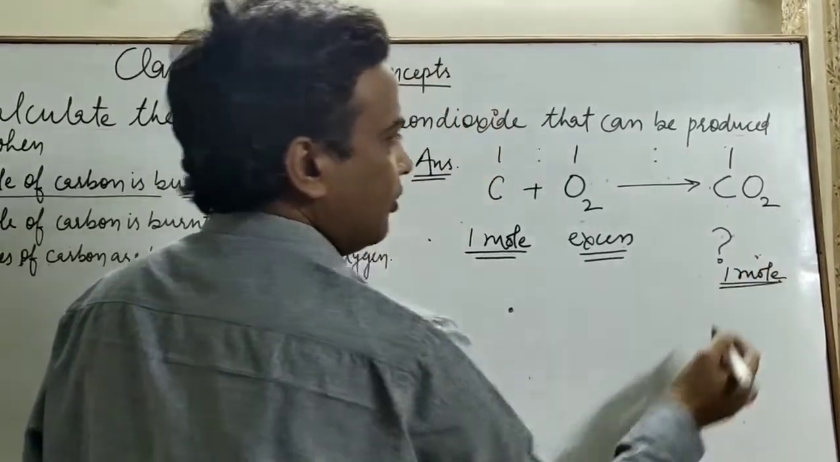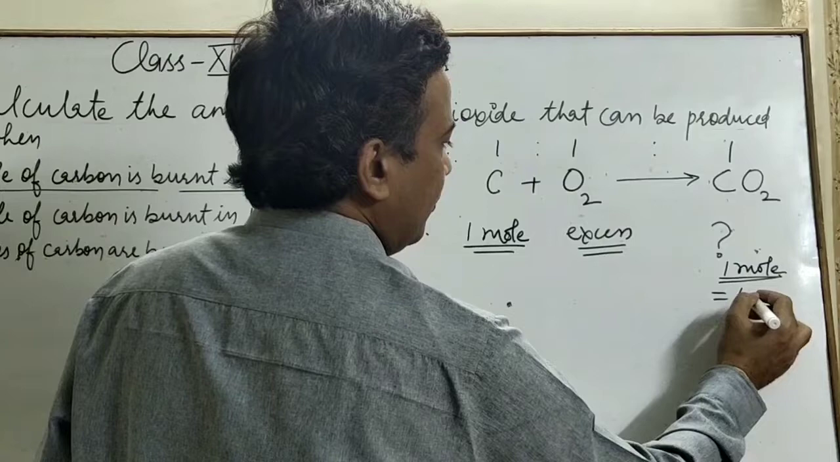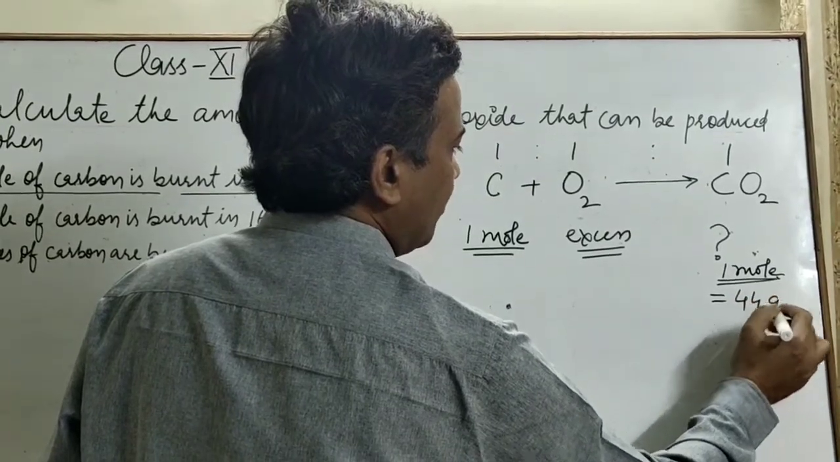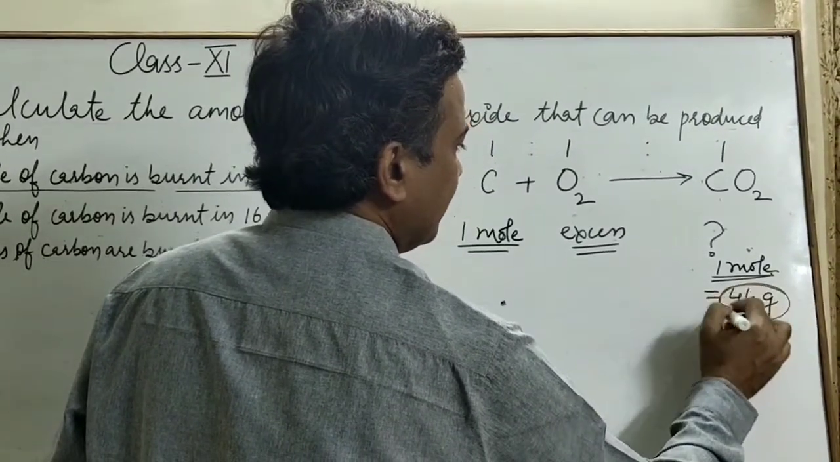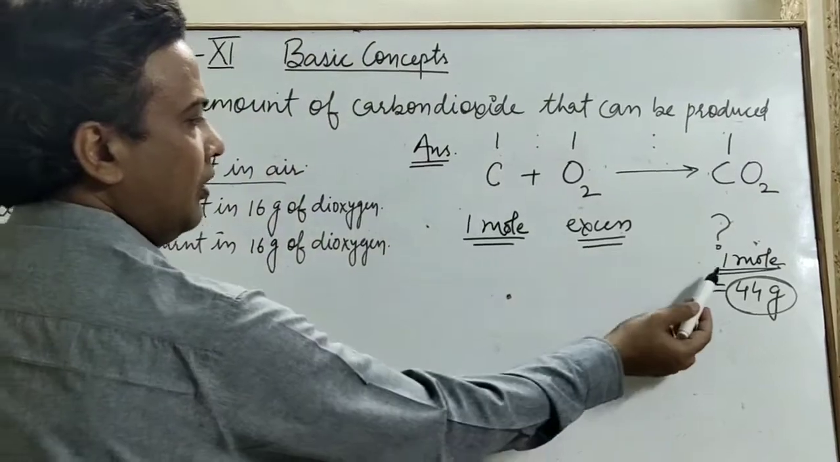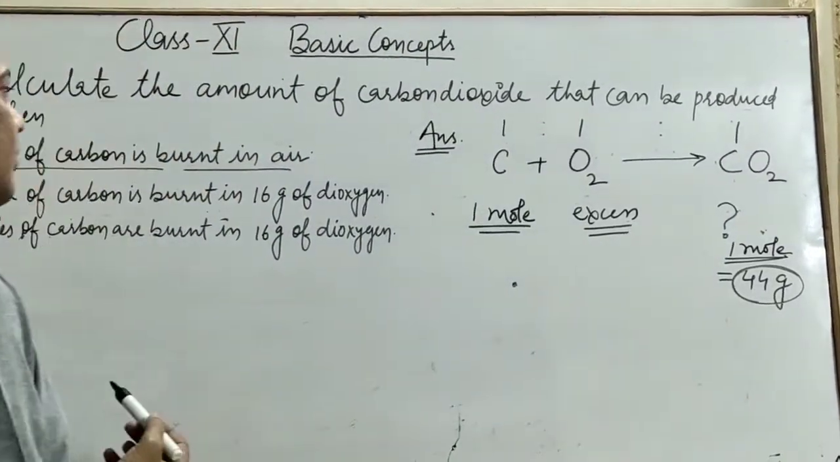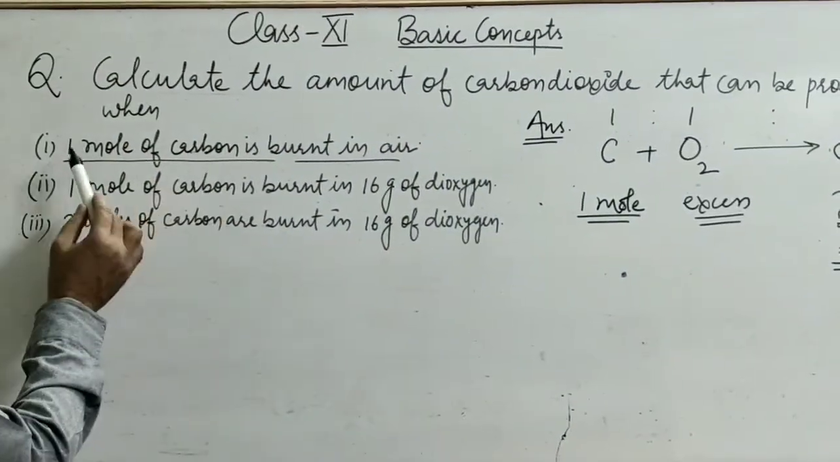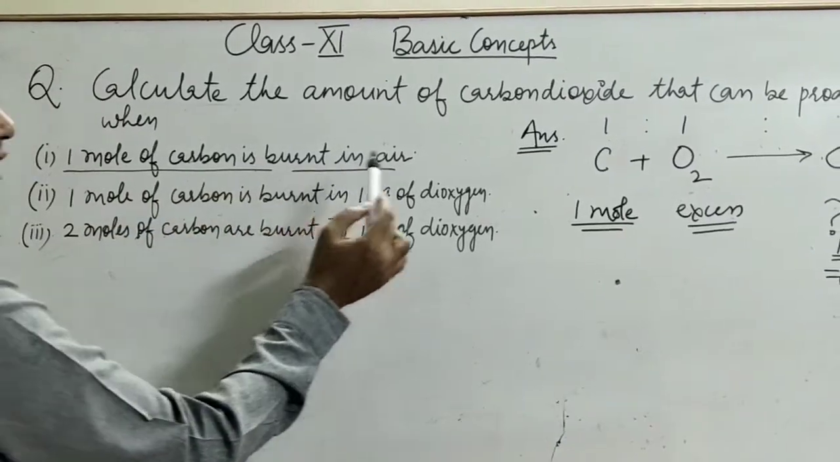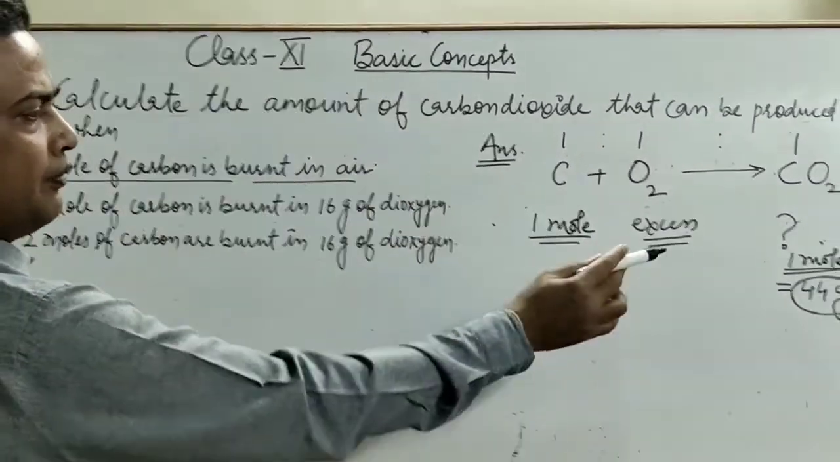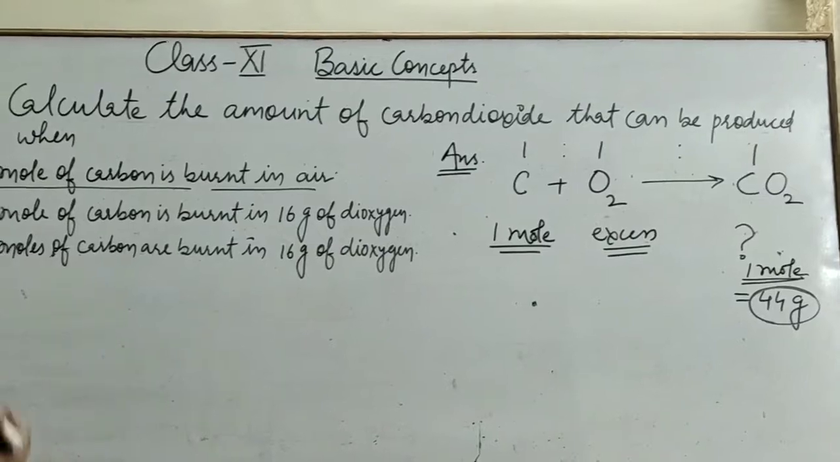And 1 mole CO2 is equal to 44 gram. Molar mass of carbon dioxide is 44. So 1 mole equals 44 gram. So what would be the answer of first part? When 1 mole of carbon is burnt in air, your answer is 44 gram CO2 is formed.